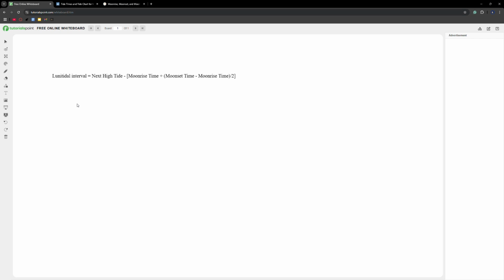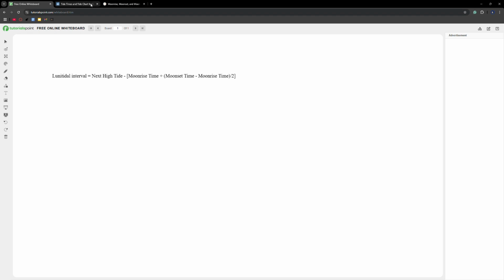The lunitidal interval is the next high tide minus the moonrise time, plus the moonset time minus the moonrise time, divided by 2. So that's pretty complicated, but I'm going to walk you through it with an example. You can use the lunitidal interval for things such as tide graphs on watches, which can show you when the low tide is, when the high tide is, and it's all pretty cool.